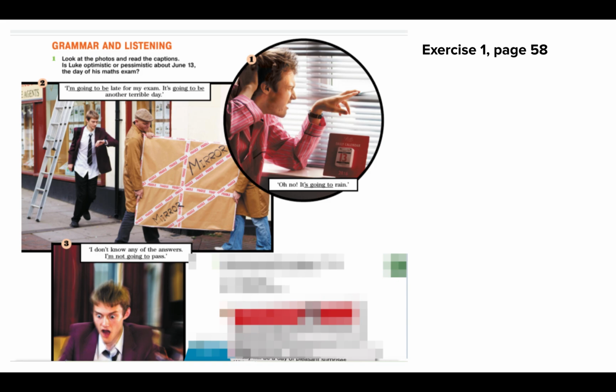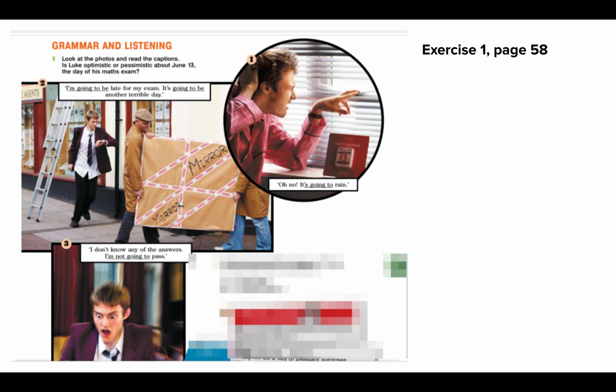In picture 2, Luke is in a hurry. He is looking at his watch. It must be 10 o'clock, and Luke says, "I'm going to be late for my exam. It's going to be another terrible day." And again, Luke is making a prediction based on what he can see now.